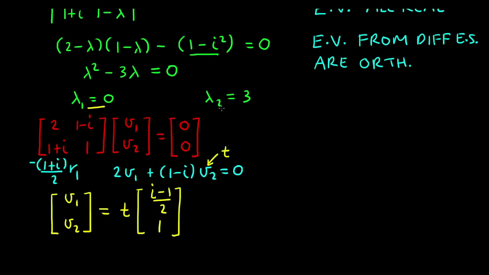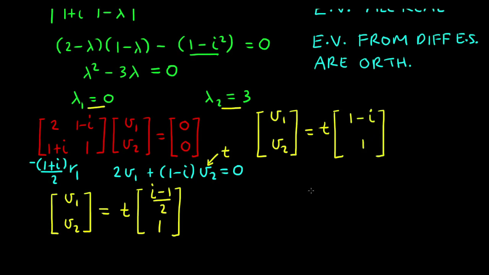And if you did the same thing for lambda 2, we'd have the eigenspace represented by the following general solution. So you'd have t by a basis vector with components 1 minus i and 1. And now to verify that both eigenspaces are orthogonal, we just take the complex Euclidean inner product of the two basis vectors.